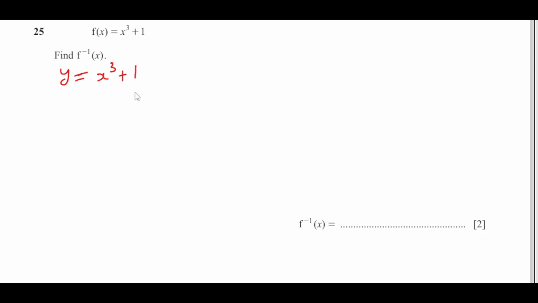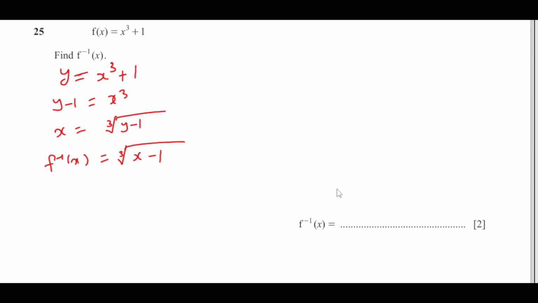Now question number 25, the last question of this paper. So we have here a function, let it be equal to y. Then y minus 1 is equal to x cubed, and x is going to be the cube root of y minus 1. Then f inverse of x is the cube root of x minus 1, just replacing y by x. So that is the final answer, cube root of x minus 1.